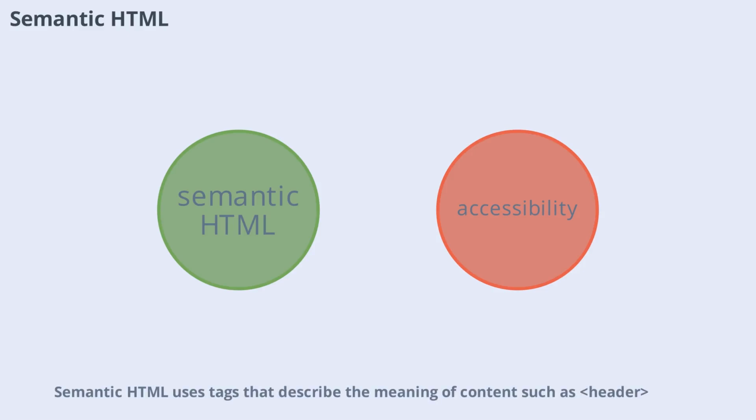Semantic HTML uses tags that describe the meaning of content, such as header, footer, article, and section. This approach improves accessibility, SEO, and code readability. By using semantic tags, you help browsers and assistive technologies understand your site's structure. Let's explore why semantic HTML is a best practice in modern web development.